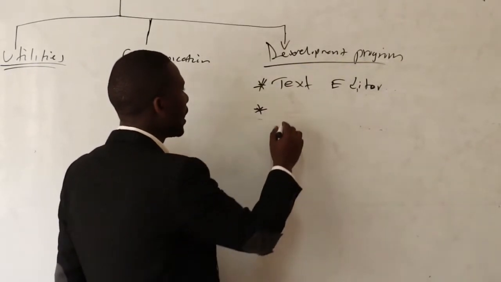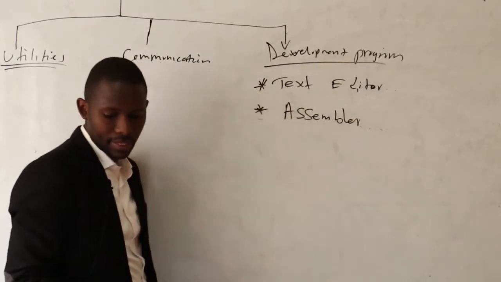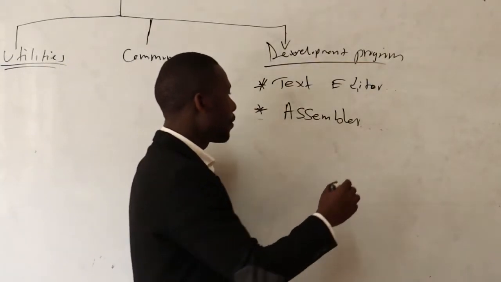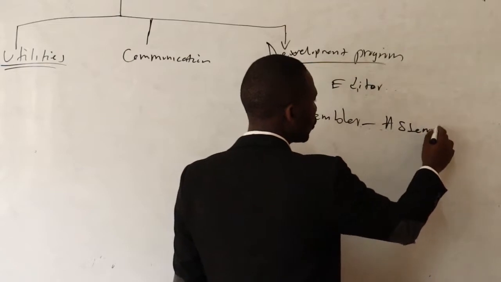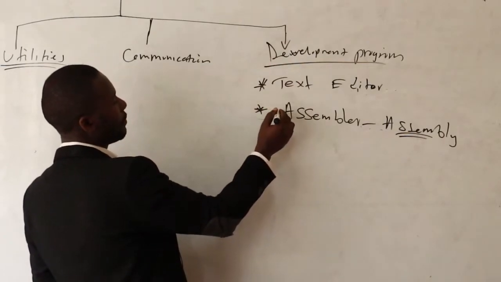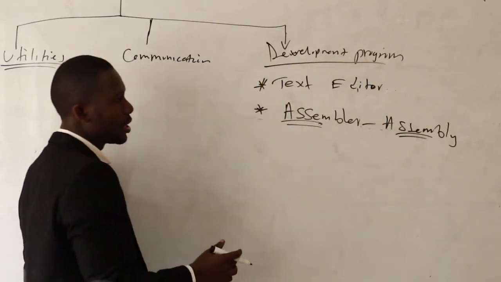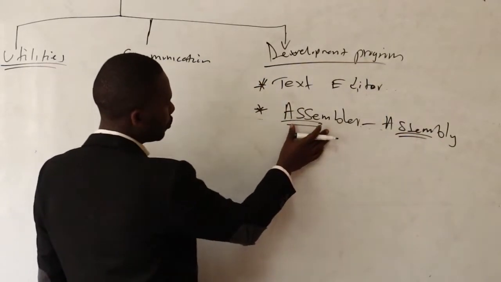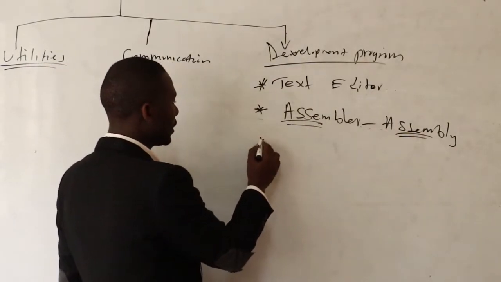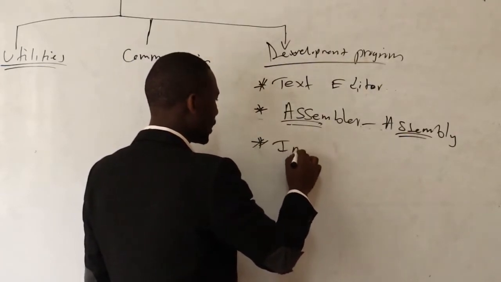Then apart from this, within the CPU we will have assemblers, and these assemblers allow code to be translated from the assembly language, that is the language of symbols, into machine readable form. If the developer is using the language of symbols, what we call the assembly language, then it requires an assembler to convert from human language to machine readable form. Then another development program is the interpreter.